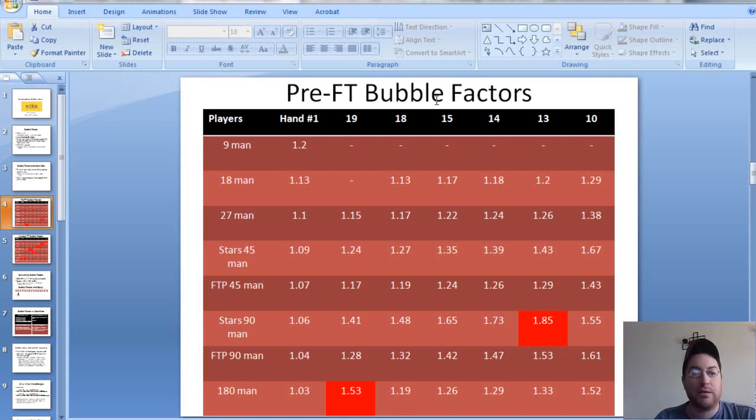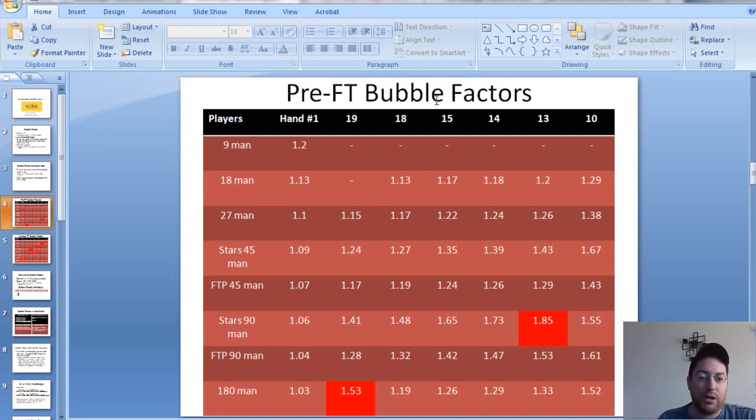The numbers might be slightly different, but it's not going to change much in terms of your overall gameplay or plan for that particular game at the different stages. It's really not going to change a whole lot because the top payout spots weren't really changed. For example, 180-mans are still very top heavy, so accordingly the bubble factor will reflect that.